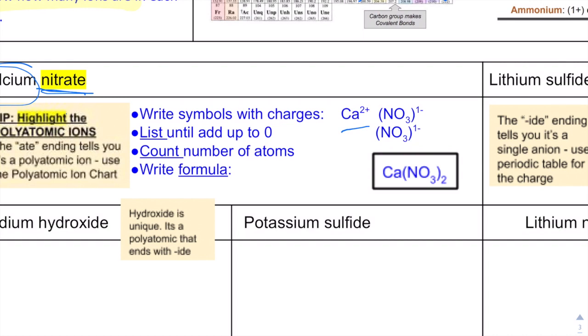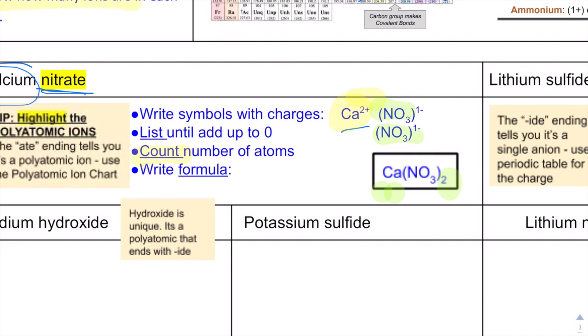So now I count how many there are. There is 1 Ca. So if you're looking at the little 2 and you're like, wait, what's that 2 doing there? We're talking about the whole atom, or ion. There's 1 Ca ion, and there are 2 NO3 ions. So we write Ca, NO3 with the parentheses, just like you see it above, and the 2 on the outside tells you there's 2 of the whole team.